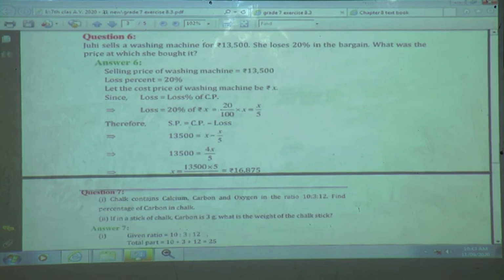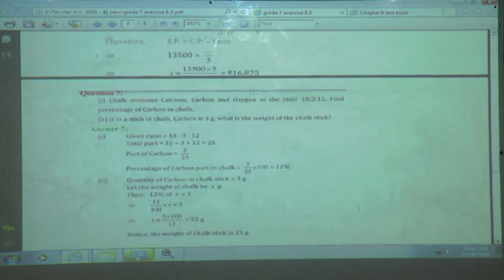Why has she got the loss? Because it was a bargain. So in the bargain she has got a loss of 20% and she sold the washing machine at 13,500 rupees. So we should not do this type of business by getting a loss.